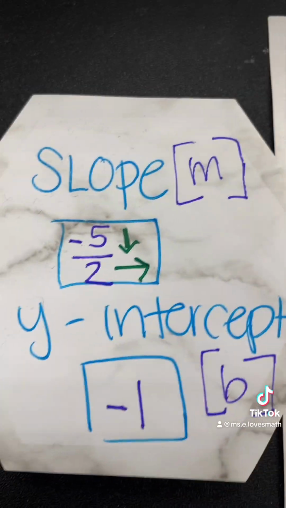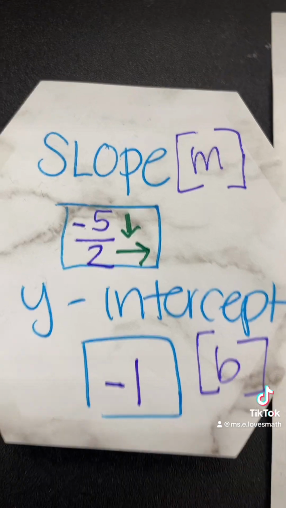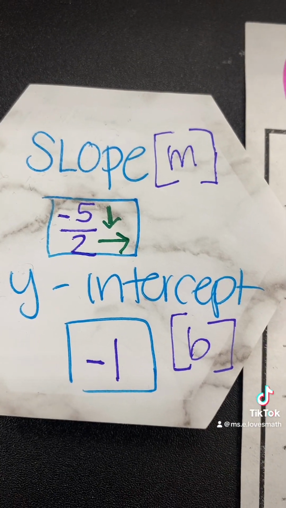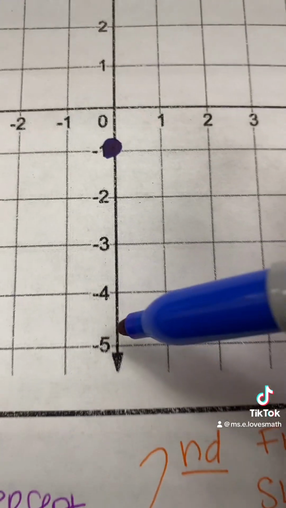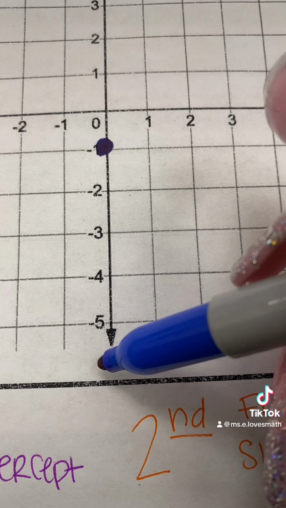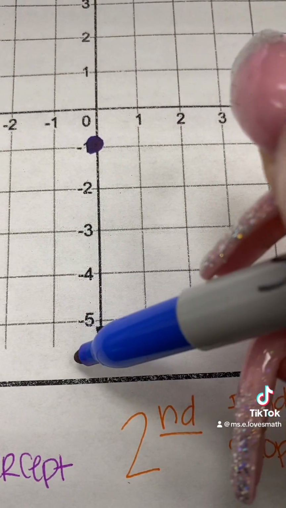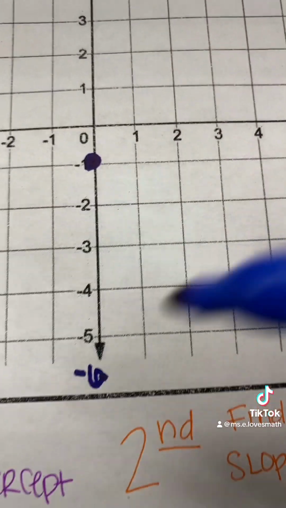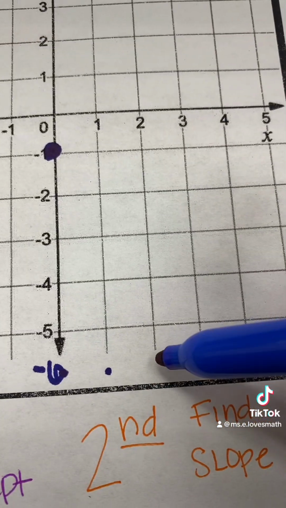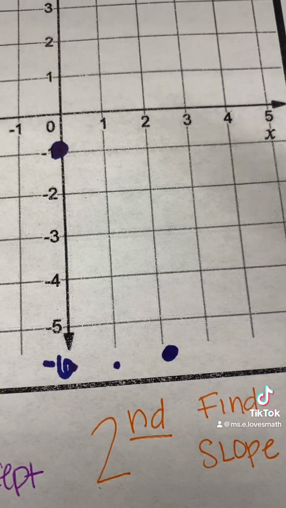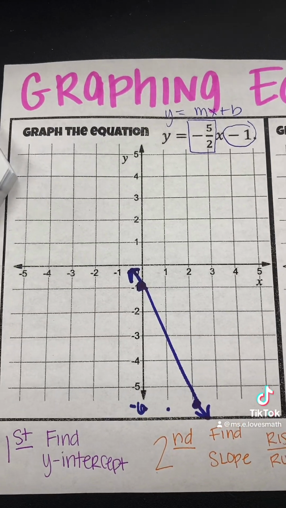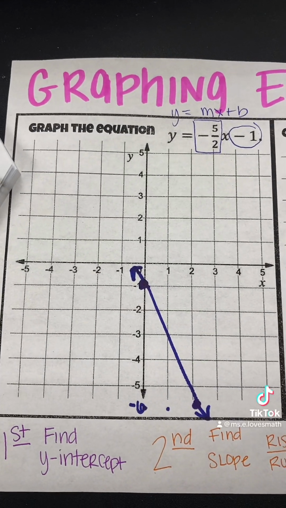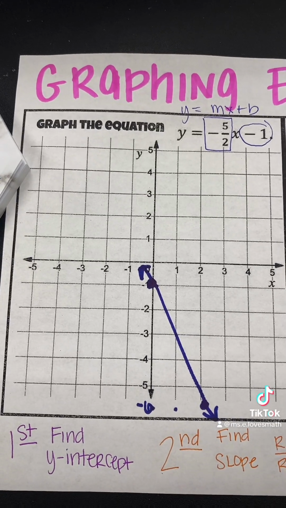Now our slope is -5/2, which means we go down 5 and then run 2. So we will go down 1, 2, 3, 4, and then 5. This would be -6. And then we'd run 1, 2. So that's where we would put the other point. You have now graphed your line in y-intercept form.